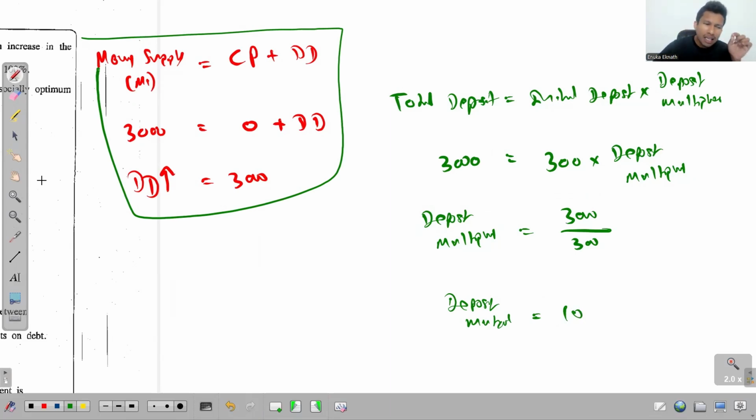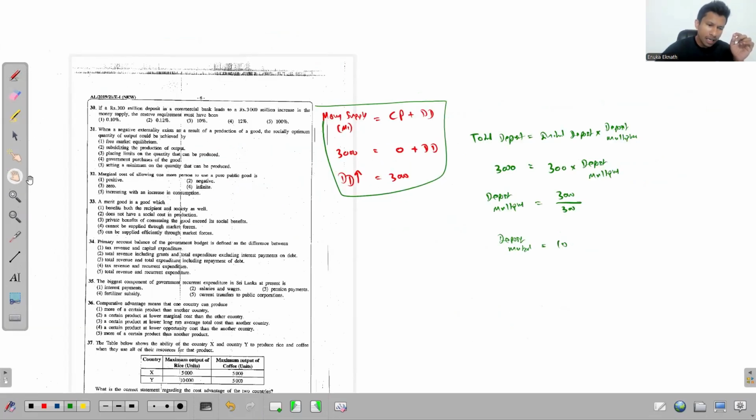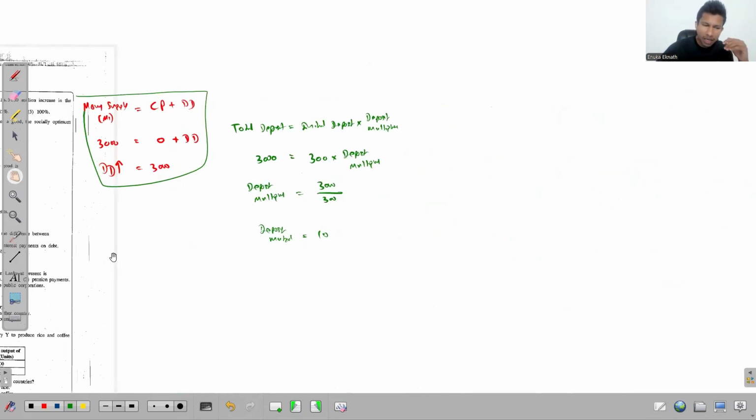But is that the answer for the question? Do they ask us to recognize a deposit multiplier here in this question? See, they ask us to recognize a reserve requirement. I mean the statutory reserve ratio. That's what they ask us to calculate. And so look at this.